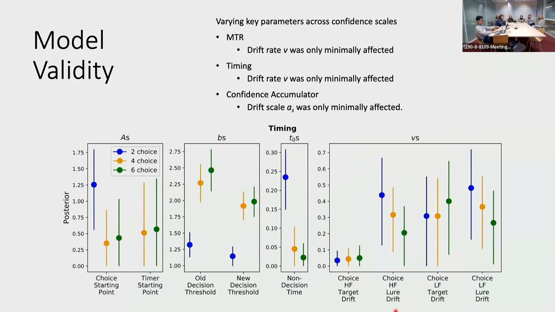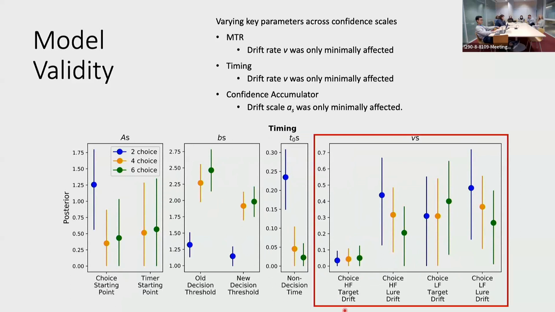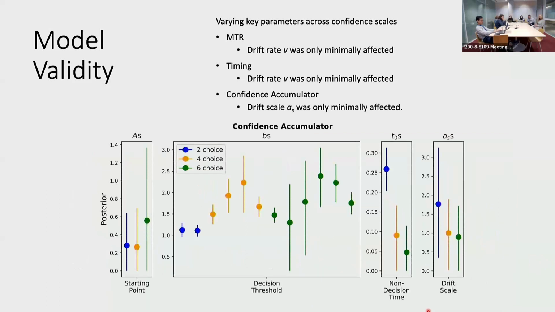Same thing here with the timing model. The thresholds vary by a lot. Although the mean value of the drift rate varies by the bits, as the error bars are still overlapping, we should be able to say that the drift rate does not largely affect it. And for the confidence accumulator model, you can see the overlapping error bars again in this drift scale parameter. So that also suggests its validity. So all models were able to produce reasonable fits with sensible parameter changes. Now the problem is we haven't found a winner yet. What else can we do?